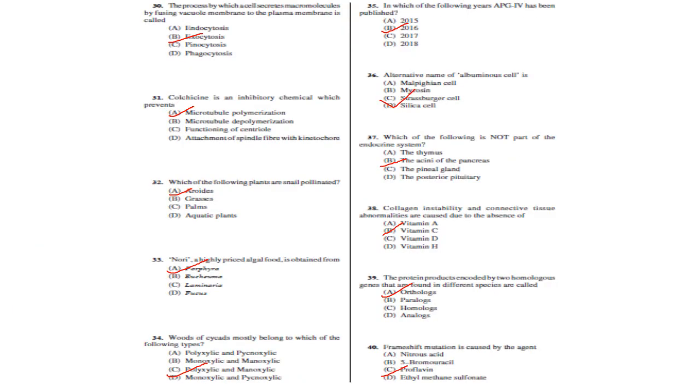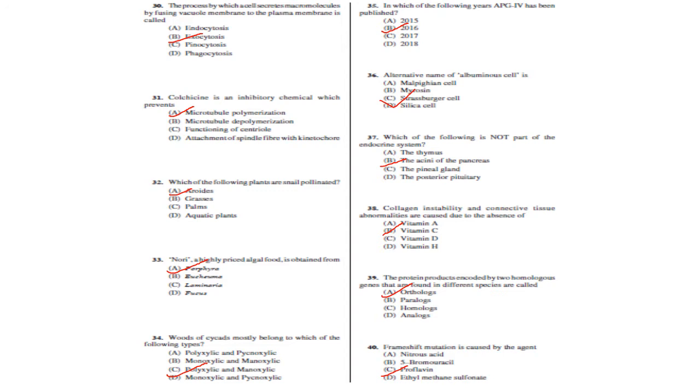Then next one, the process by which cells secrete macromolecules by fusing vacuole membrane to the plasma membrane is called. So it is called endocytosis. Endocytosis is a cellular process in which substances are brought into the cell. The material to be internalized is surrounded by an area of cell membrane which then buds off inside the cell and forms a vesicle containing the ingested material. And endocytosis includes pinocytosis, that is cell drinking, and phagocytosis, that is cell eating.